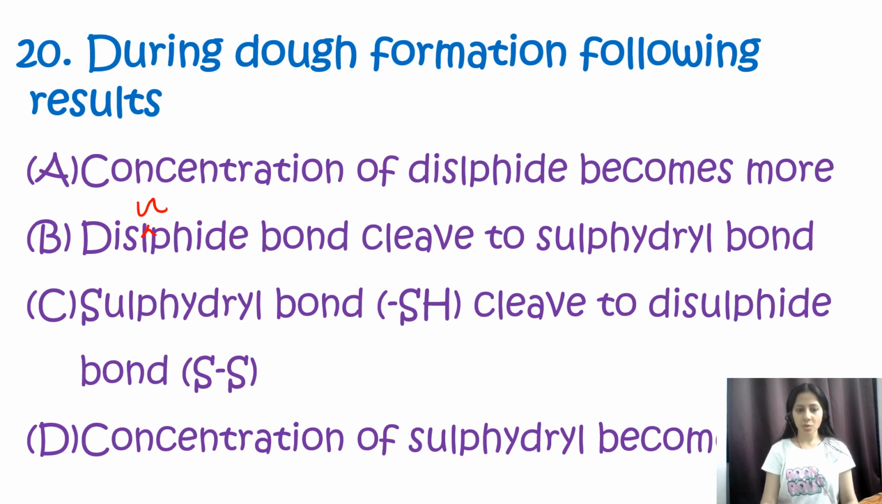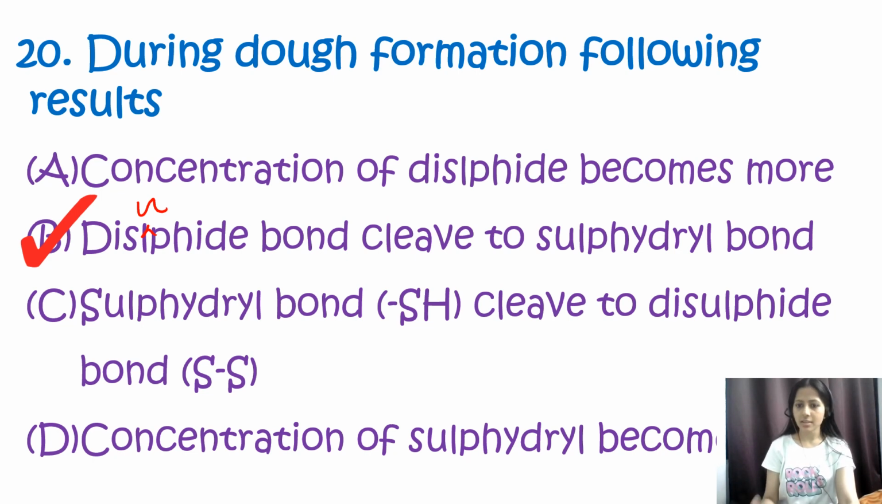So over here the correct option will be B, that is disulfide bond, it cleaves to sulfhydryl bonds. We know that when a dough is mixed or kneaded, mechanical energy is applied to the gluten protein present in our flour. This mechanical energy causes the breaking of the disulfide bonds within the gluten proteins.